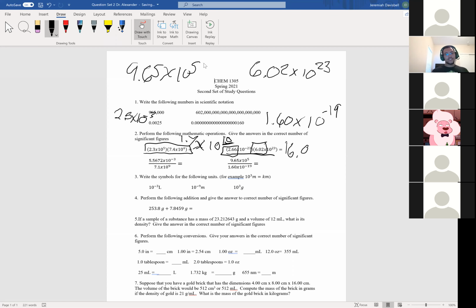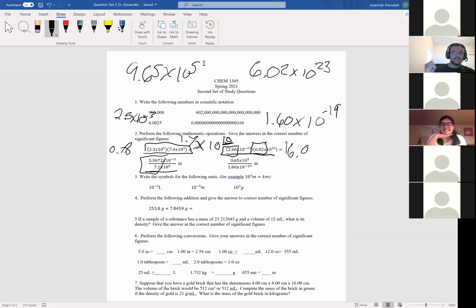All right. So moving on to this bottom right one, 5.5672 times 10 to the negative third divided by 7.1 times 10 to the ninth. So looking at the coefficients, what do we get before moving the decimal? 0.78, and then it's kind of long. Okay, 0.78. And you chose 0.78 because? The least amount of sig figs is 2. Perfect.